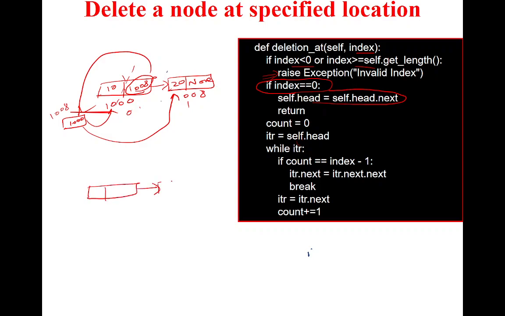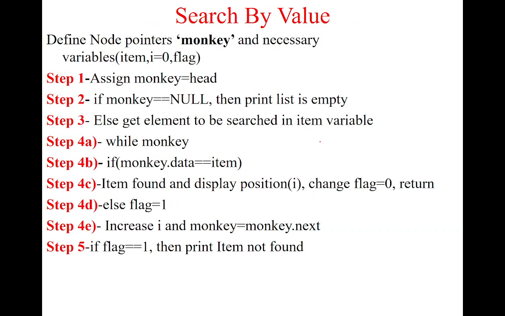Otherwise, if there are multiple nodes and it is not the first node, we have to delete the specified node. Again we will store the head into the iteration variable. The iteration will go, comparing the count and index like in insert at middle, and it will go into the next node. When it reaches the previous node of the desired location, it will break. Then it will change that node's next value. Then it will increase the count value. So it is the deletion at specified location.